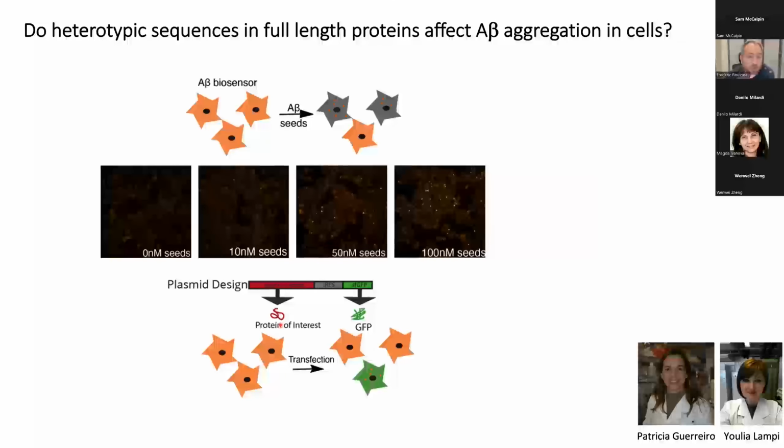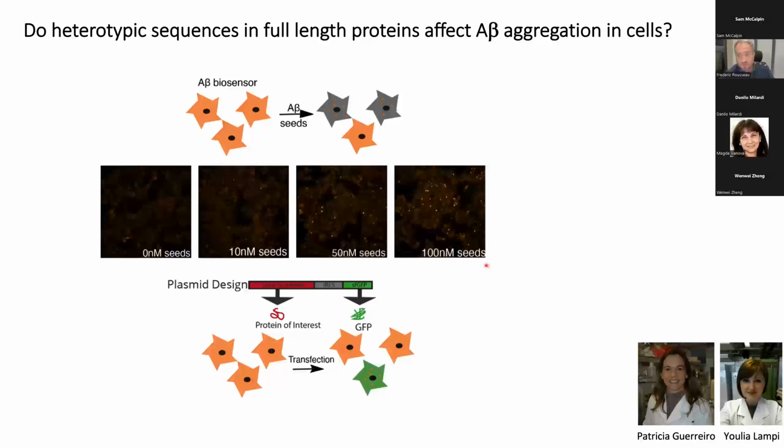And then the question we asked as well is, okay, what happens then in a cell? What we did is we made an A beta biosensor line, where A beta 42 is expressed, coupled to a fluorescent protein, and it does not aggregate in this cell if it's unperturbed. But then if you seed the cells with A beta seeds, you will see amyloid inclusions forming. And this biosensor line nicely reacts in a dose-dependent manner to seeding.